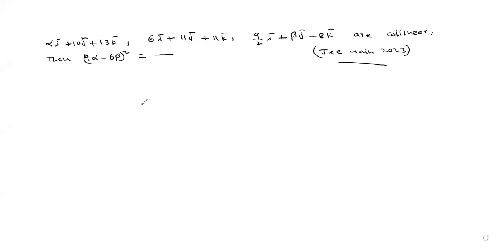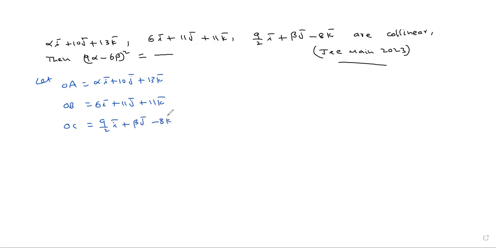When the collinear concept comes up, what should we do? How to start? Let OA be the first vector, OA = alpha i bar + 10 j bar + 13 k bar. OB = 6 i bar + 11 j bar + 11 k bar. OC = 9/2 i bar + beta j bar - 8 k bar.